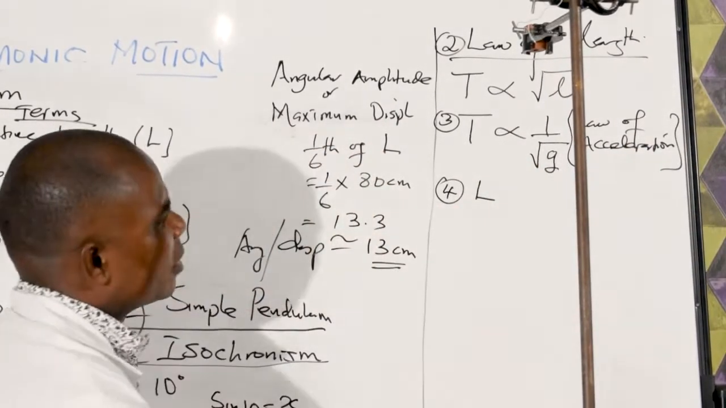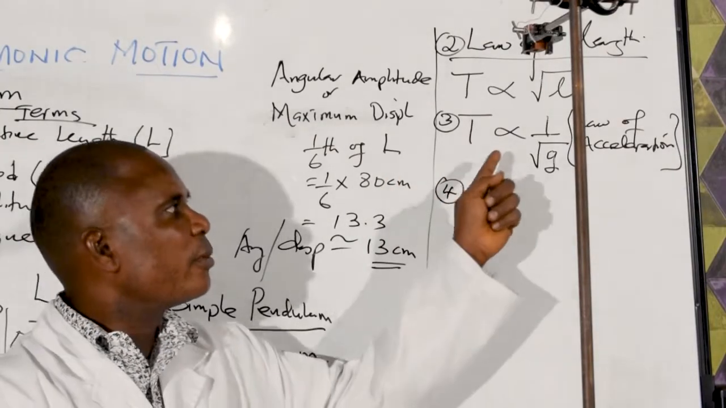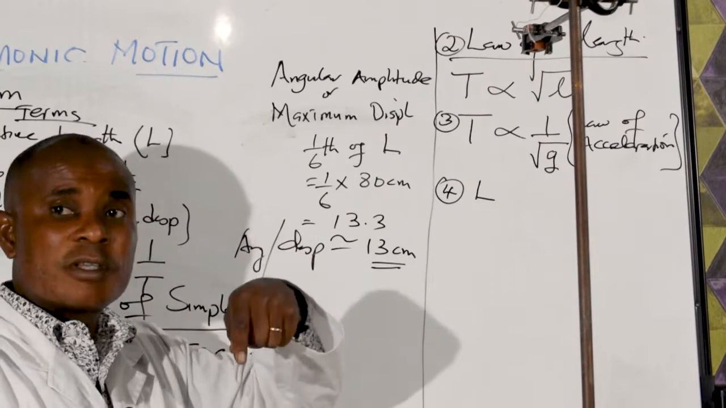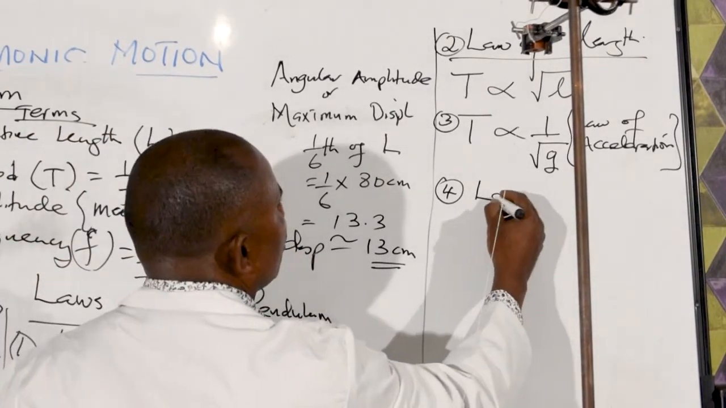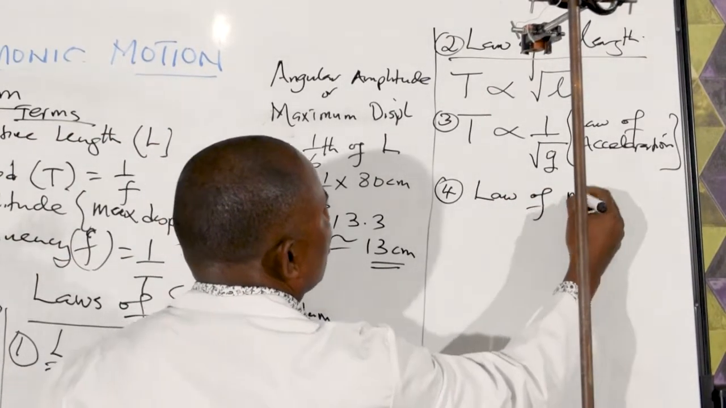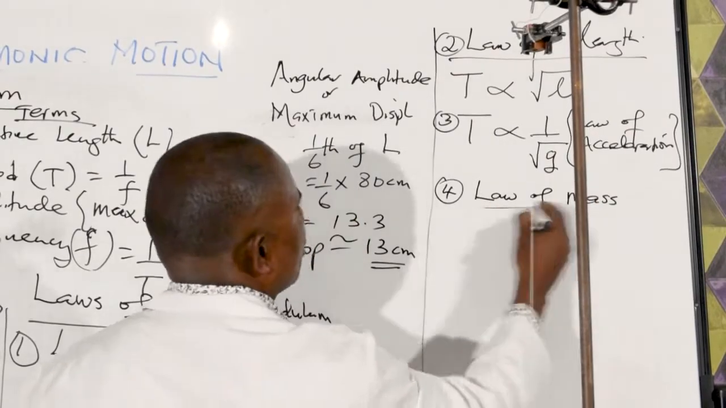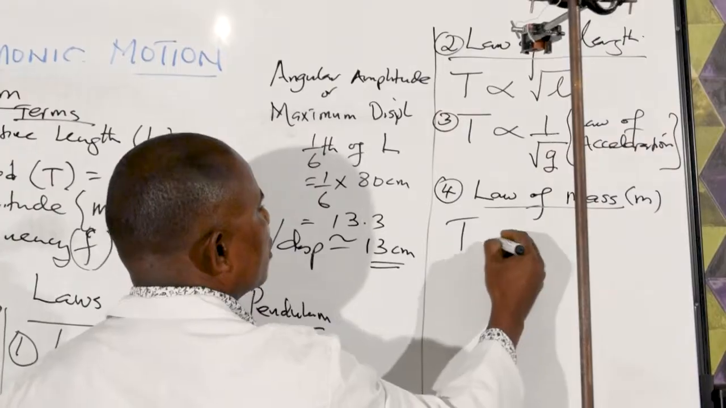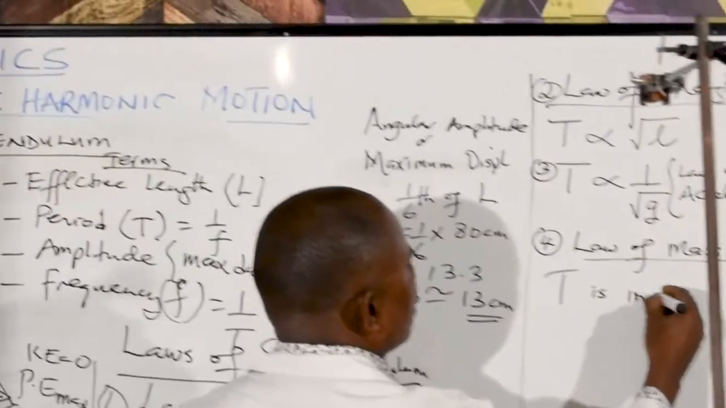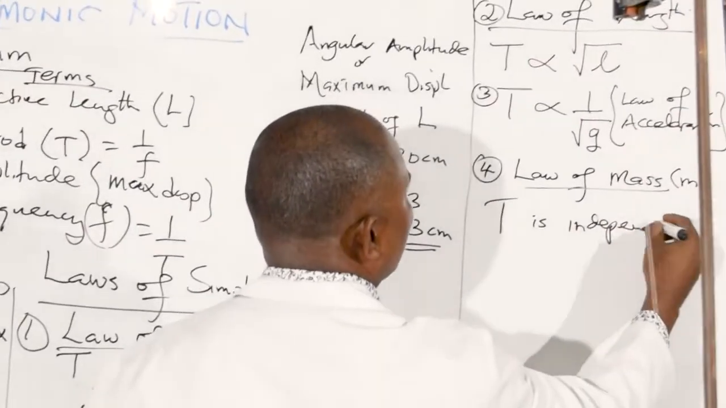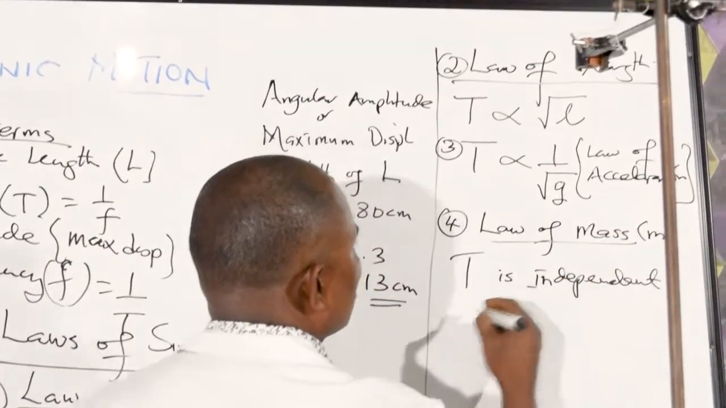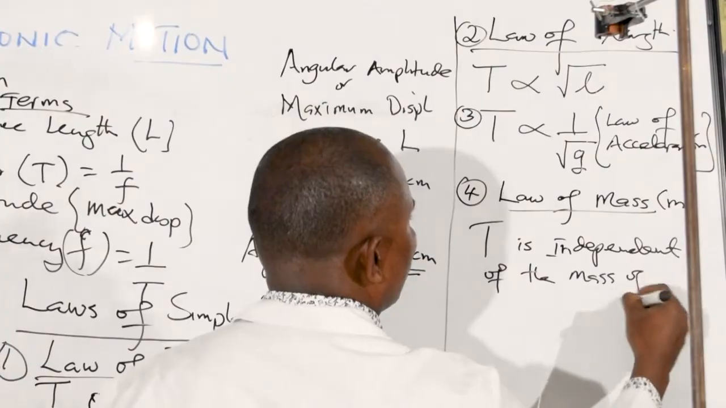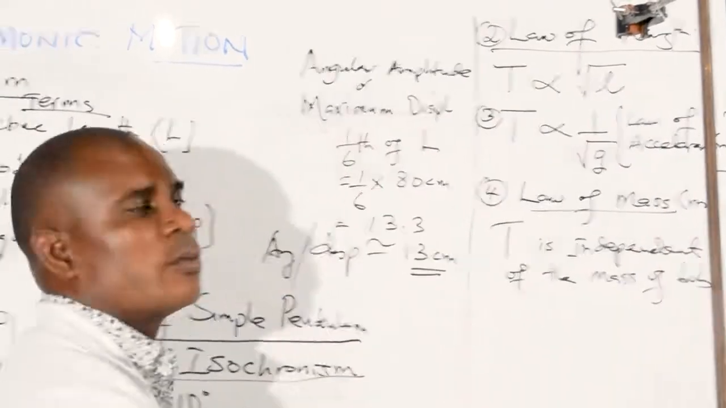Yes, which says that the period of the simple pendulum is inversely proportional to the square root of the acceleration due to gravity in this case. So here we'll also have the law of mass, the law of mass M. It says that the period is independent of the mass. We'll soon prove that it is independent of the mass of the ball. So we'll soon prove those four.